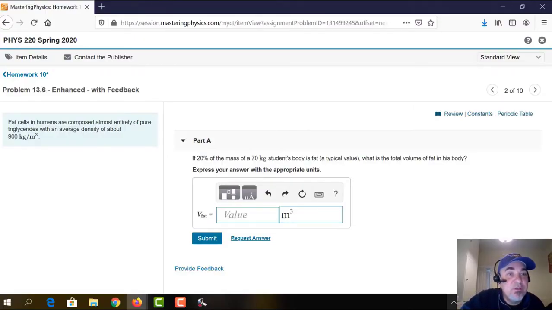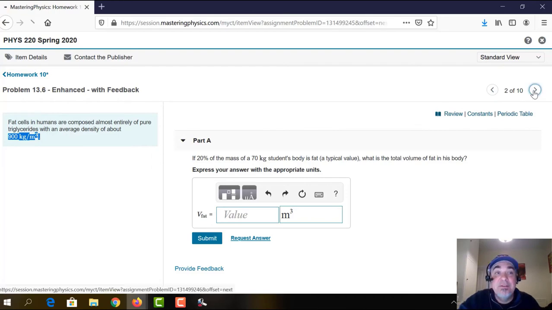Okay, so fat cells in humans are composed almost entirely of pure triglycerides with an average density of about 900 kilograms per cubic meter, so less than water. If 20% of the mass of a 70 kilogram student's body is fat, what is the total volume of fat? Without putting any numbers in it, 20% of 70: 10% of 70 would be 7, so 20% makes it 14. So we've got 14 kilograms of fat. We know the density of fat here. If you know the density and you know the mass, you can figure out the volume. Really similar to the previous problem.